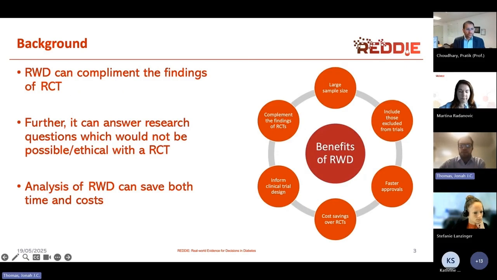And again, just briefly, what are some of the benefits of real-world data? So real-world data can complement the findings from RCTs. It might not be able to fully replace RCTs, but it can certainly complement the findings that we see from randomized controlled trials. It can answer research questions that may not be possible or ethical to answer with RCTs, and it can also save us time and cost compared to RCTs. It also offers us a very large sample size in some cases, and it can include individuals that might not traditionally be included in clinical trials.